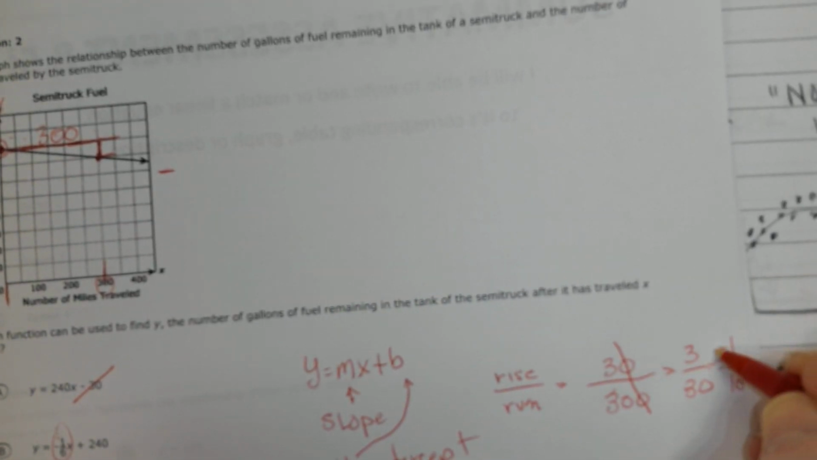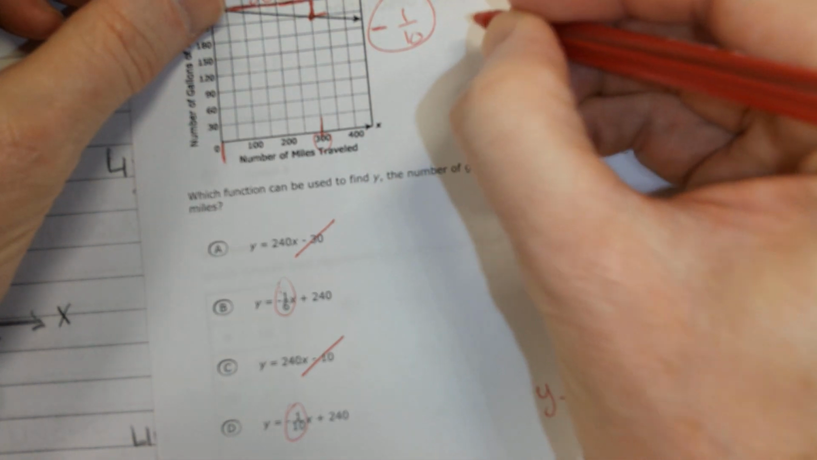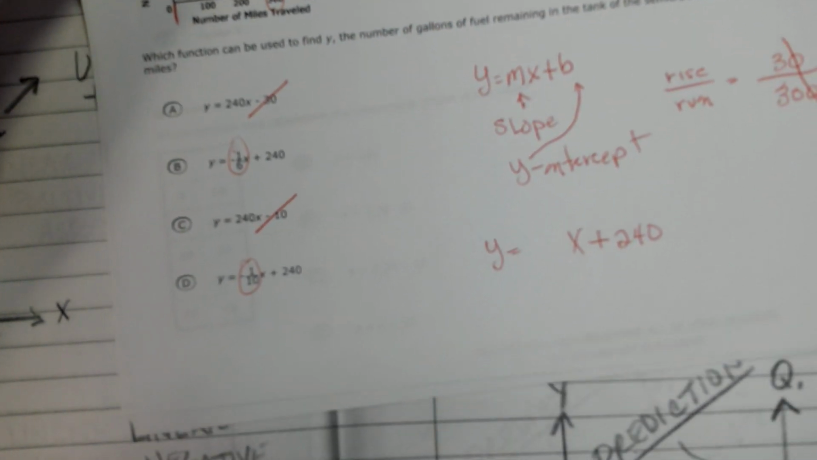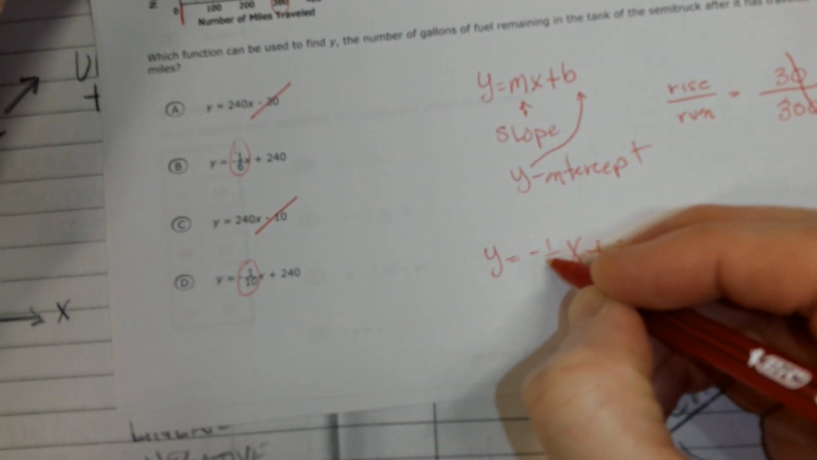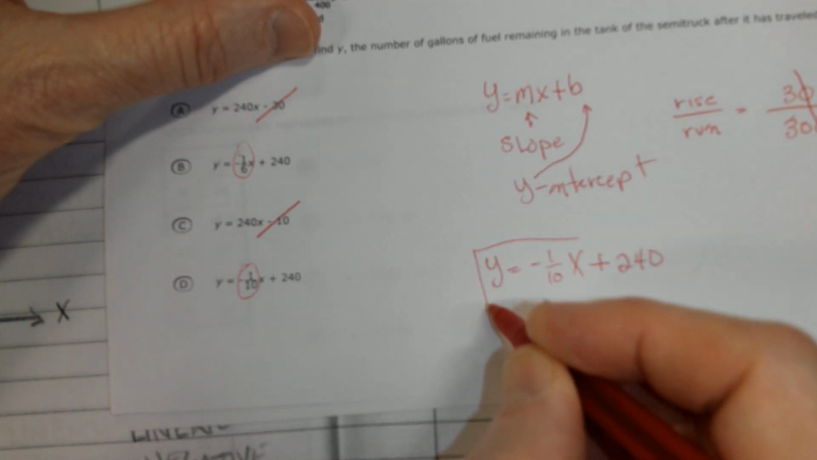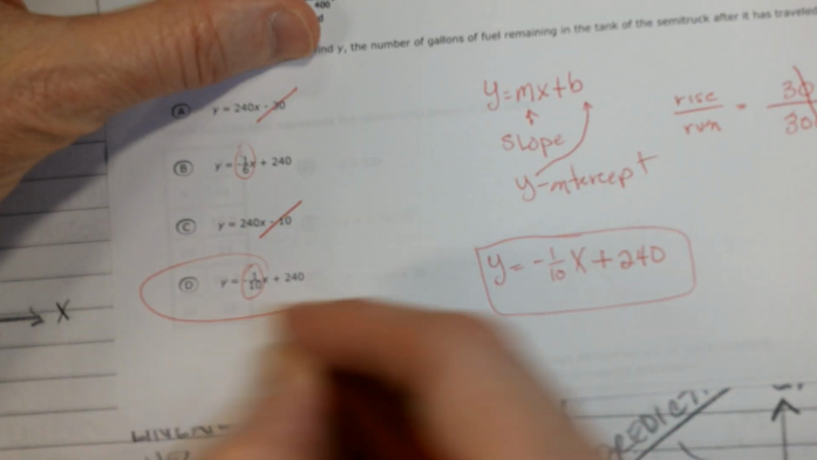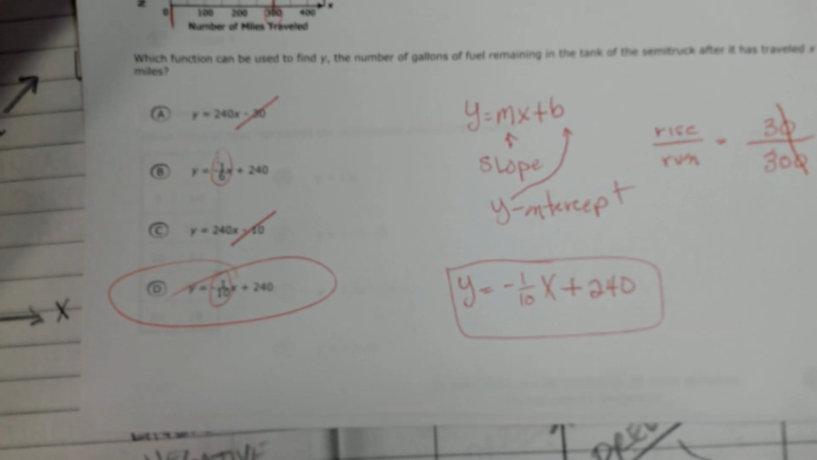Yes. And also, we know that the line is going down, so the slope is a negative 1/10. It's going to go right there, negative 1/10. Put a box around that. Circle your answer. And you can give yourself 5 points back if you missed that one. Let's look at number 3.